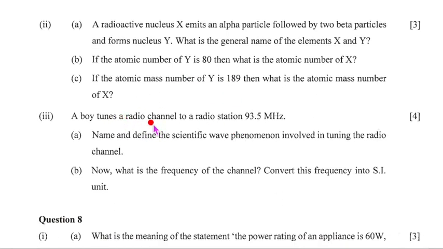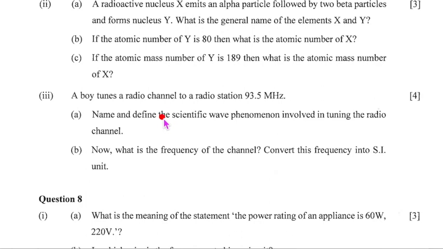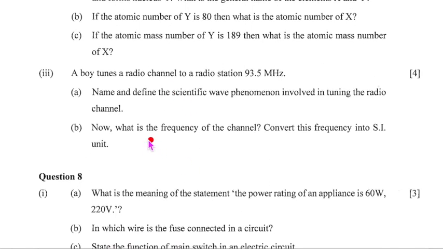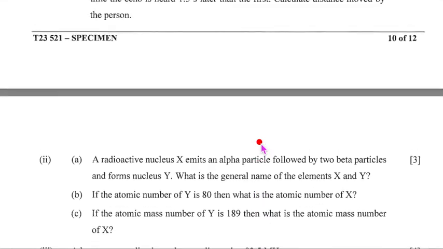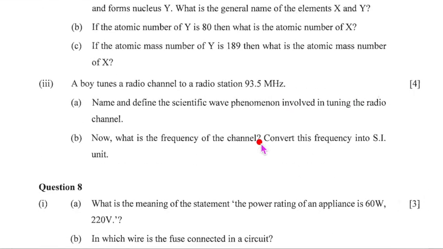A boy tunes a radio channel to a radio station 93.5 megahertz. Name and define the scientific wave phenomenon. You know there is going to be resonance while tuning, and we have to define that. So that is doable because we have learned it by heart throughout our 10th standard. Now what is the frequency? Obviously this is the frequency. Now convert this into SI unit, megahertz. Mega means 10 to the power 6. So this is also doable. So this question 7 seems to be doable.